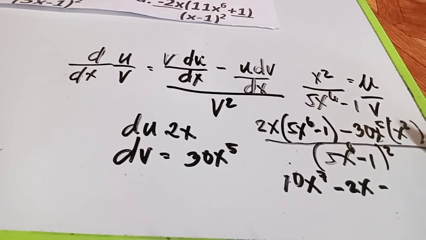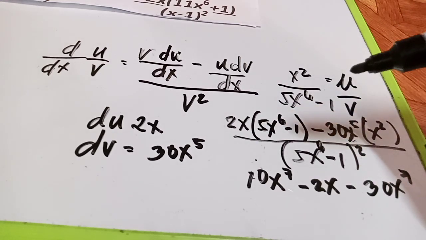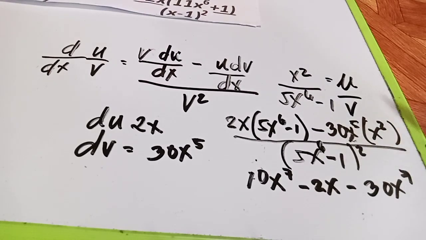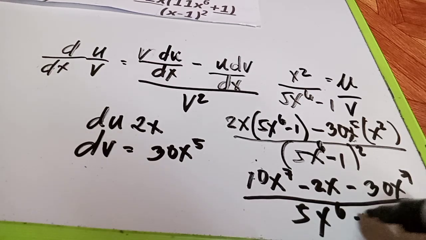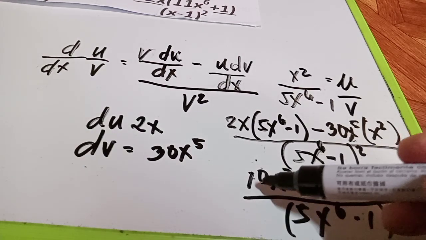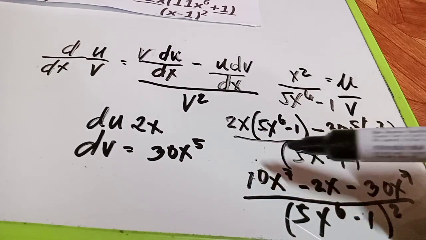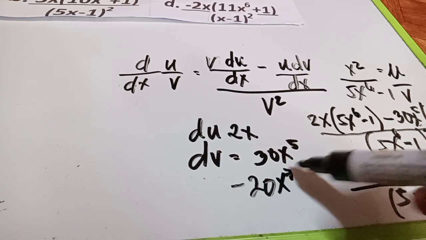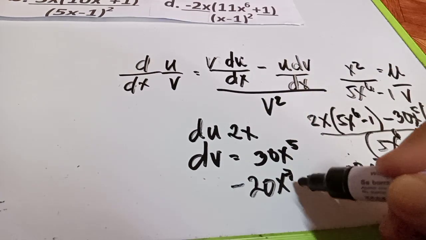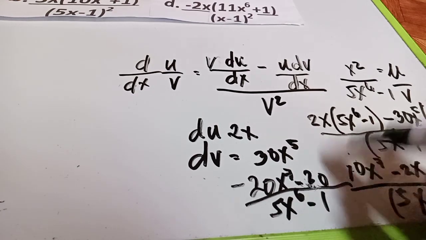And then after that, if we multiply this one, this will become 30x to the 7. Is that correct? This will become 10x minus 2x. And then we have 30x to the 7th power all over 5x to the 6 minus 1 squared. And then after that, we will subtract. So 30 minus 10x to the 7, this will become negative 20x to the 7 minus 20, divided by 5x to the 6 minus 1.